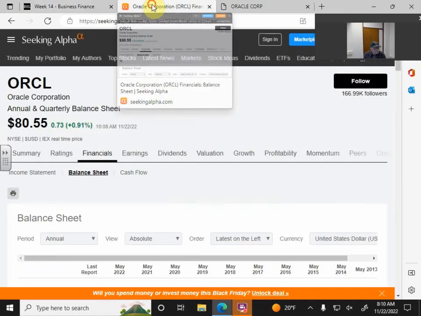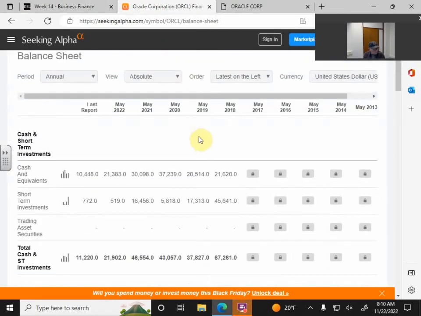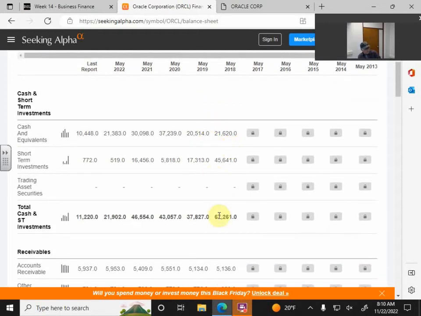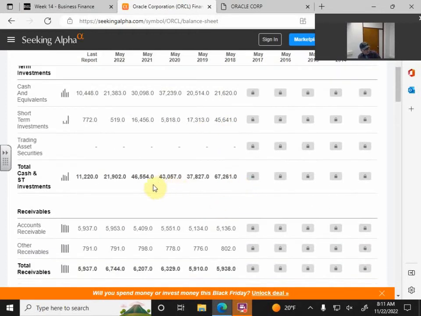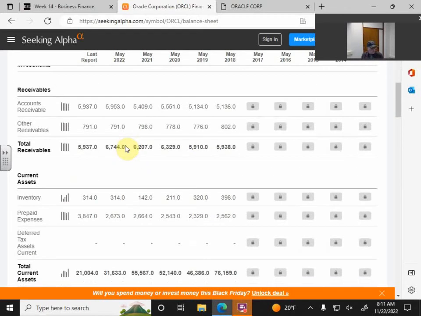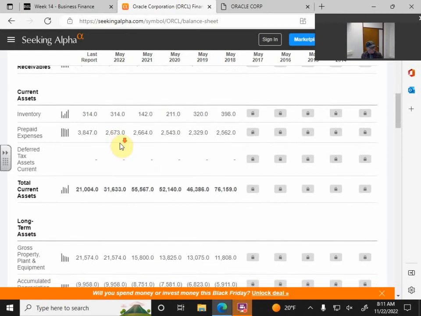So, when we looked at Oracle just quickly, there were a few things that jumped out at us, right? For one, look at the total cash and short-term investments. Man, look at that. They had $67 billion in cash, and they've depleted that down to 11 billion in the last report, which would be a quarterly one. Huge decrease in cash. Well, what happened there? We'll find out maybe. Take a look at it, okay?